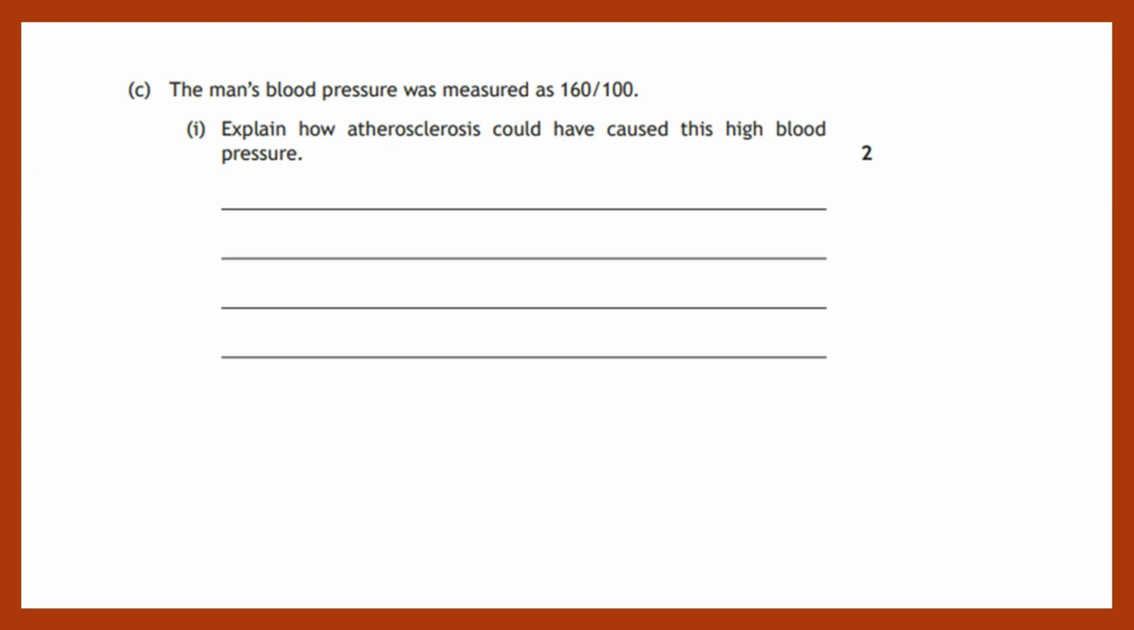So let's try a past paper question. Pause the video, write your response, and hit play when you want to reveal the answer. So the question tells us a man's blood pressure was measured at 160 over 100. Again, if you need a reminder on this, there should be a video on blood pressure. But with that in mind, explain how atherosclerosis could have caused this high blood pressure.